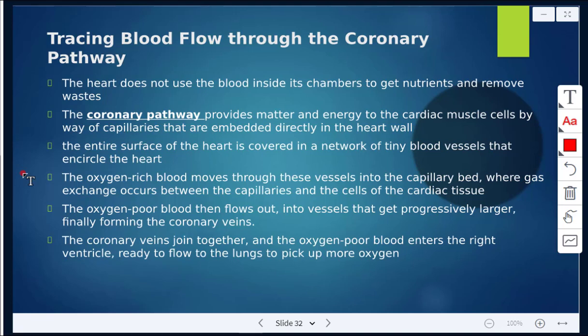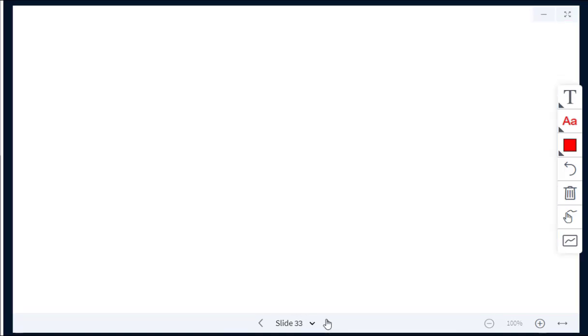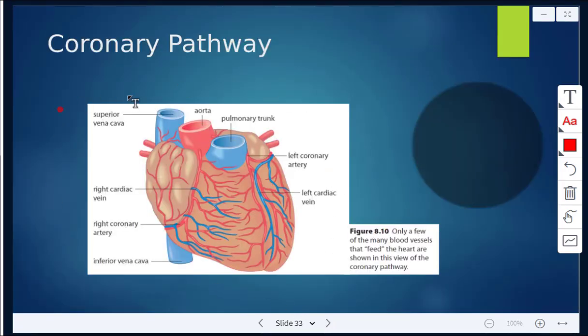Gas exchange will occur between the capillaries and the cells of the cardiac tissue. The oxygen-poor blood will then flow out into the vessels that will get progressively larger and then into the coronary veins. The coronary veins join together and the oxygen-poor blood will enter the right ventricle and go back to the lungs to pick up more oxygen. All right, so this is just showing the coronary pathway here. We can see that network of vessels shown around the heart here.